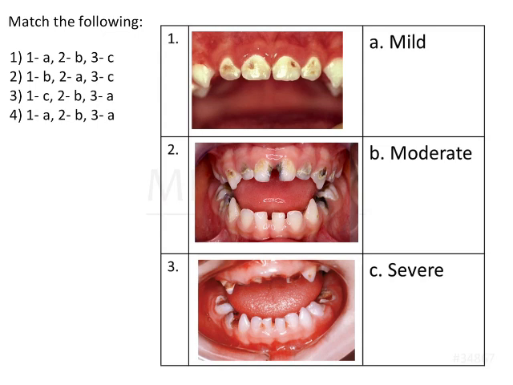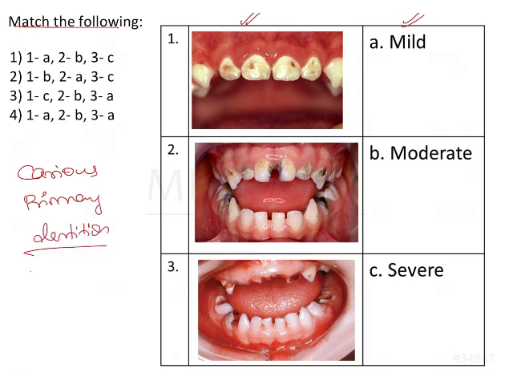In this question, we have just been asked to match the following. That is, we have to match the images with the correct title. Now, one thing that we can observe in all the images is that there is caries involvement of the primary dentition. So this tells us that this is some sort of an early childhood caries or ECC.